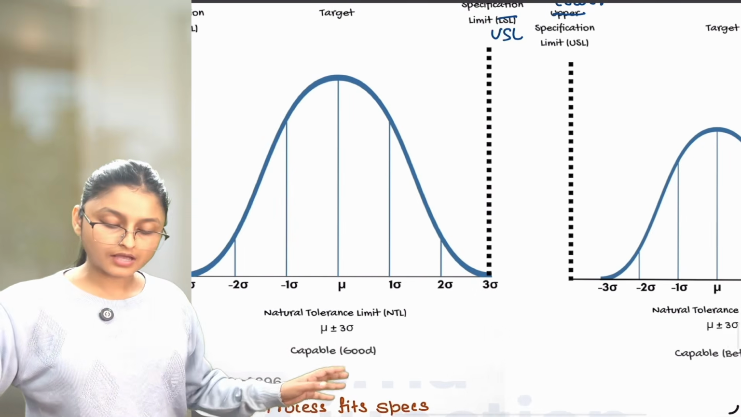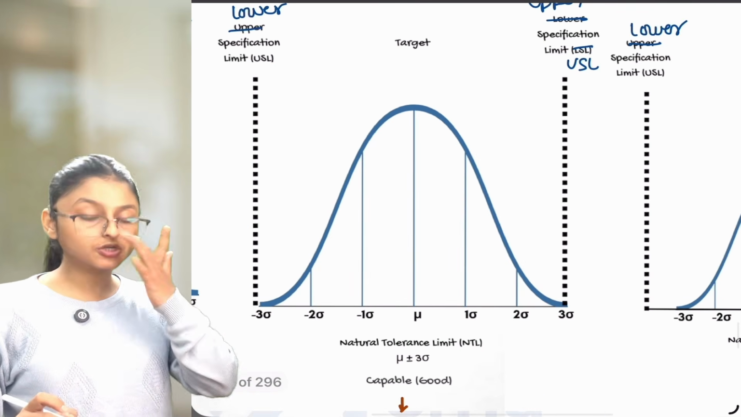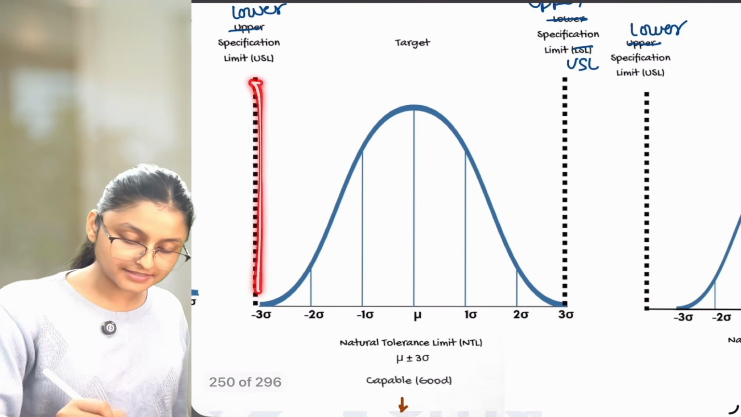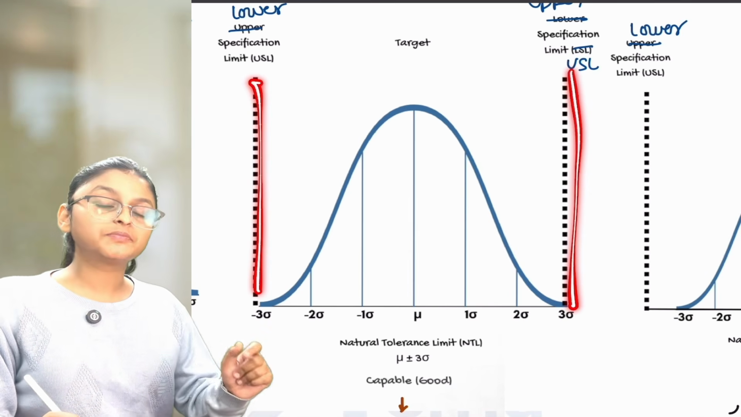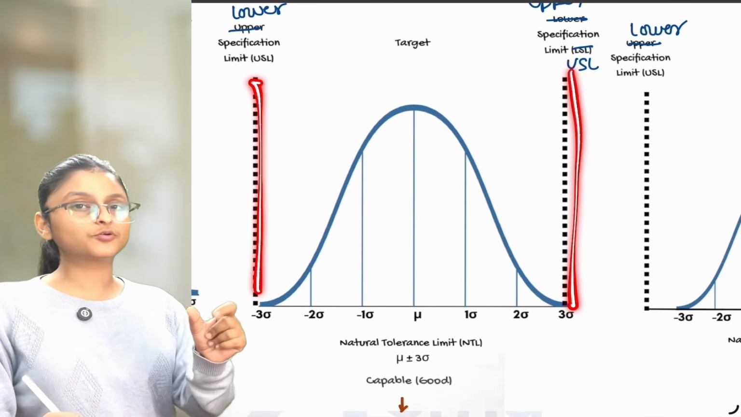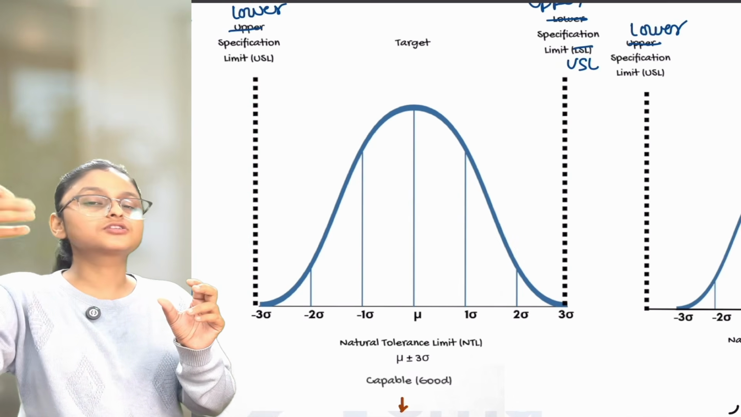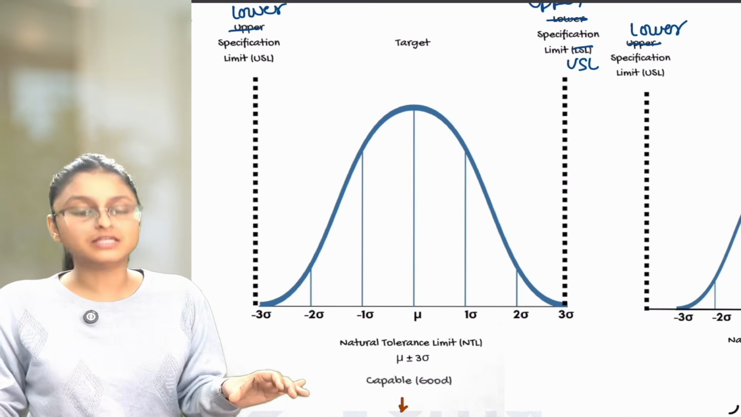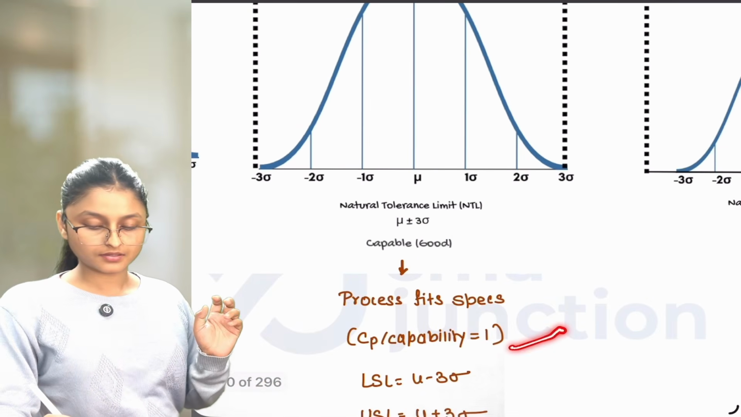So when our natural tolerance limit and upper specification, lower specification limit ends at the same place, it is treated as capability is equal to 1. We are capable, but equal to 1 only. We are not able to improve more than that. We are not doing anything extra over and above mu plus minus 3 standard deviation. That is why our capability is 1.